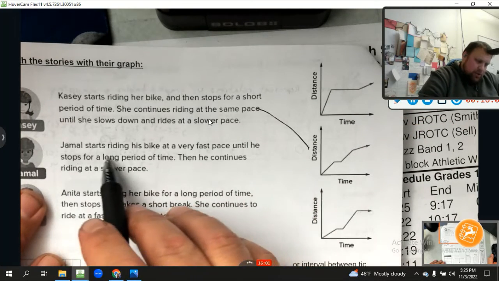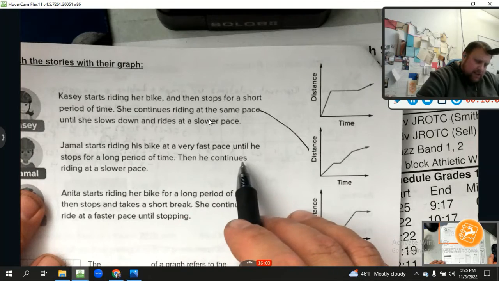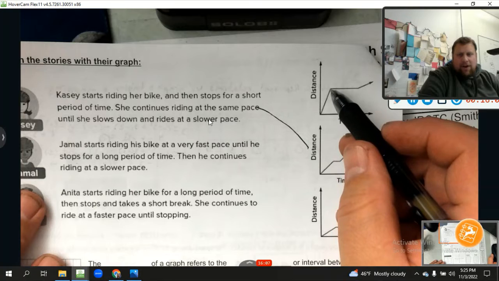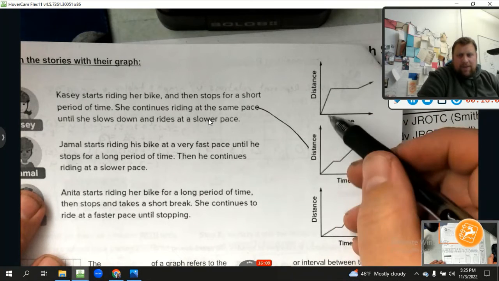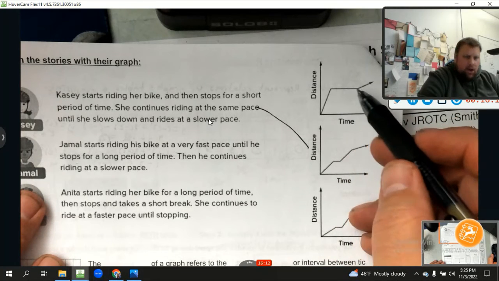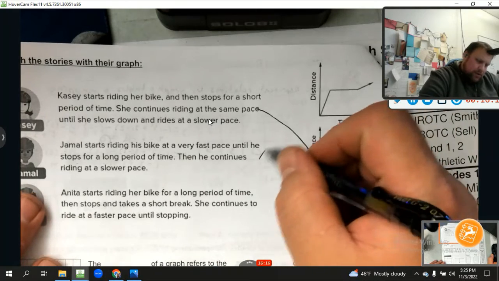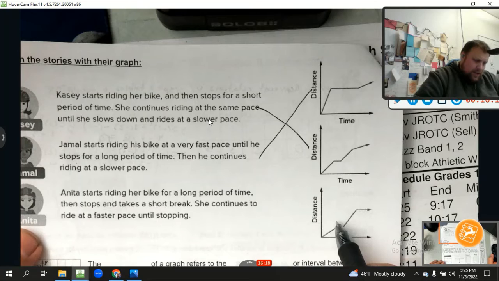Now let's talk about Jamal. Jamal starts riding his bike at a very fast pace until he stops for a long period of time. Well, clearly we know what that is. Very fast is the fastest of all three, and stops for a long period. It's the only long rest we see. And then he continues riding at a slower pace, which we see right there. This is Jamal.